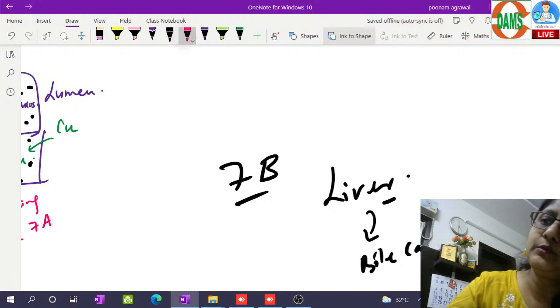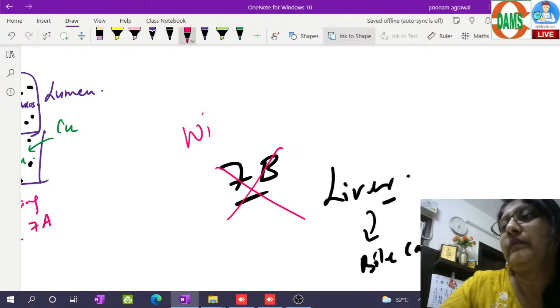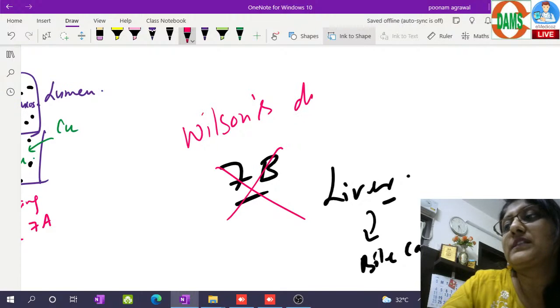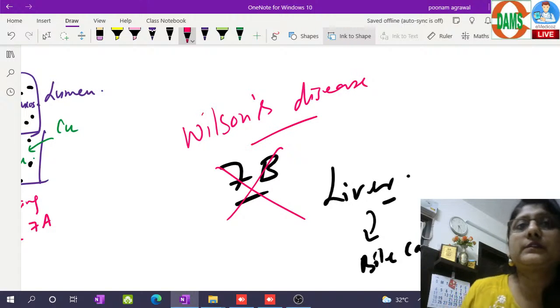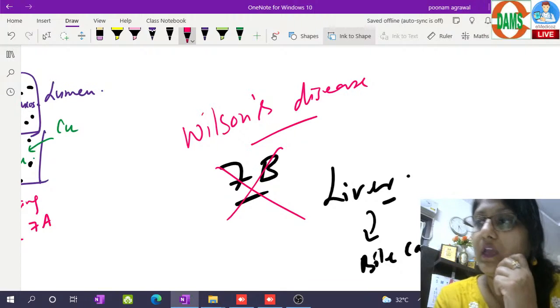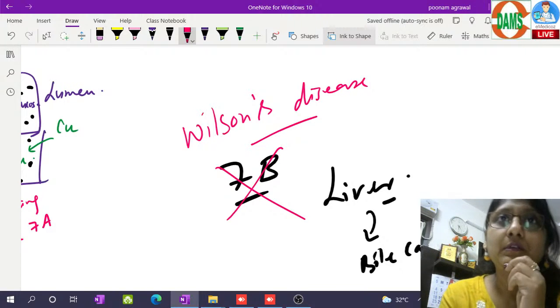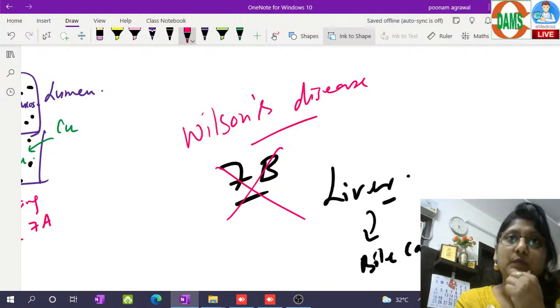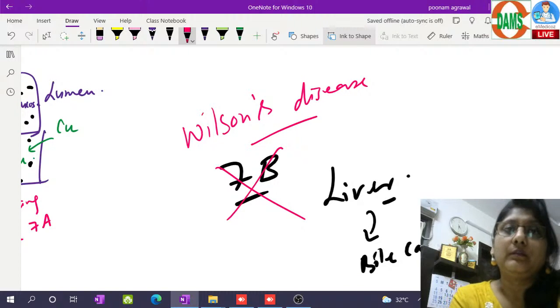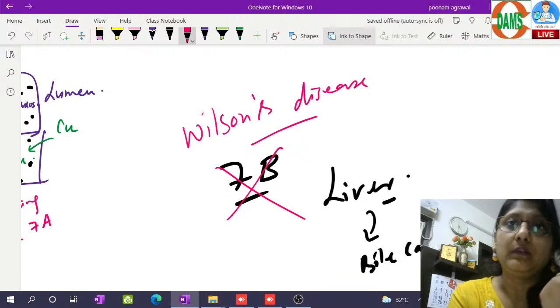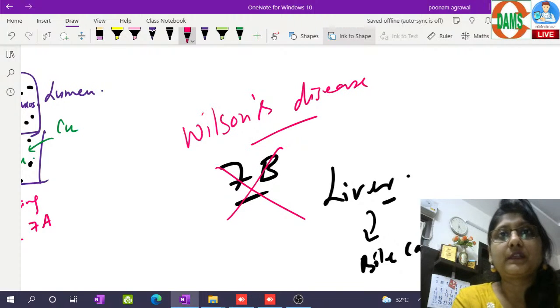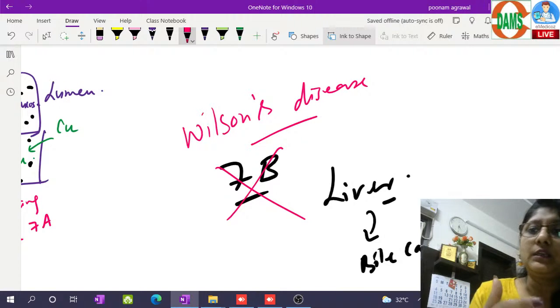This transporter is mutated in which disease? Mutated in Wilson's disease. So in Wilson's disease, the problem is in excretion of excess copper, and in Menkes disease, the problem is in absorption of copper from the GIT mucosa. The name of the transporter looks the same, but please understand it is 7A in Menkes, it is 7B in Wilson's, right? In Wilson's, the system is troubled with excessive copper, but in Menkes, the system is troubled with deficiency of copper.